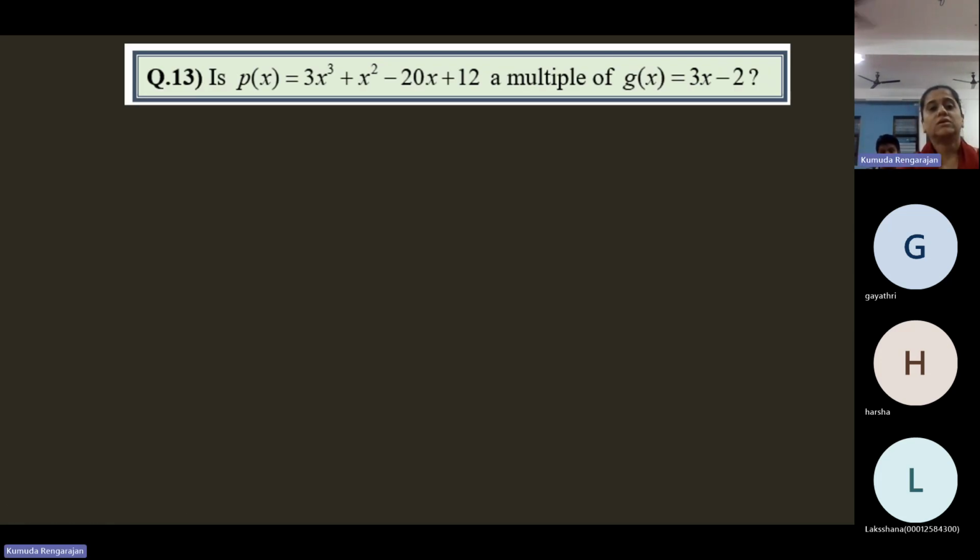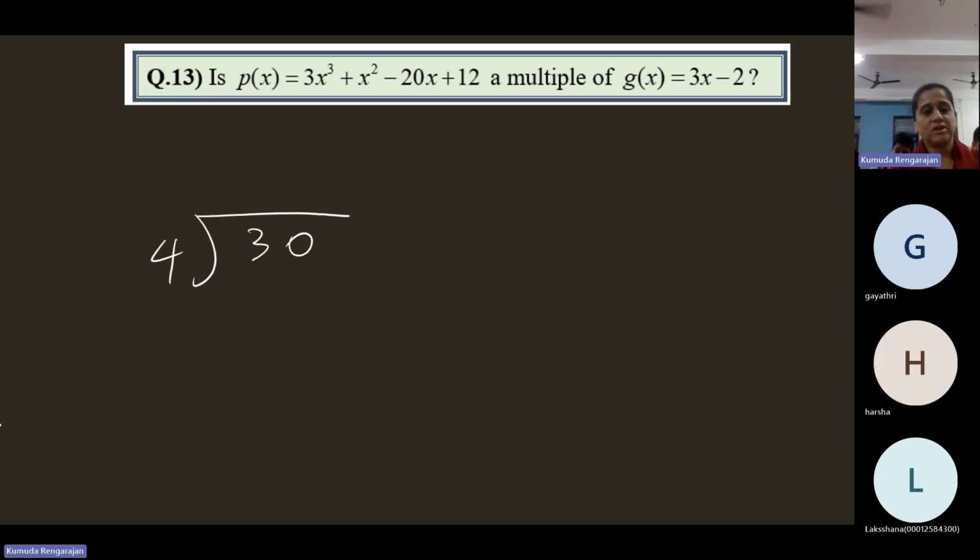See the question. Is P of X a multiple of G of X? To determine if P of X is a multiple of G of X, you just need to know the remainder. If the remainder is 0, then it's a multiple. If the remainder is not 0, then it's not a multiple, like here.